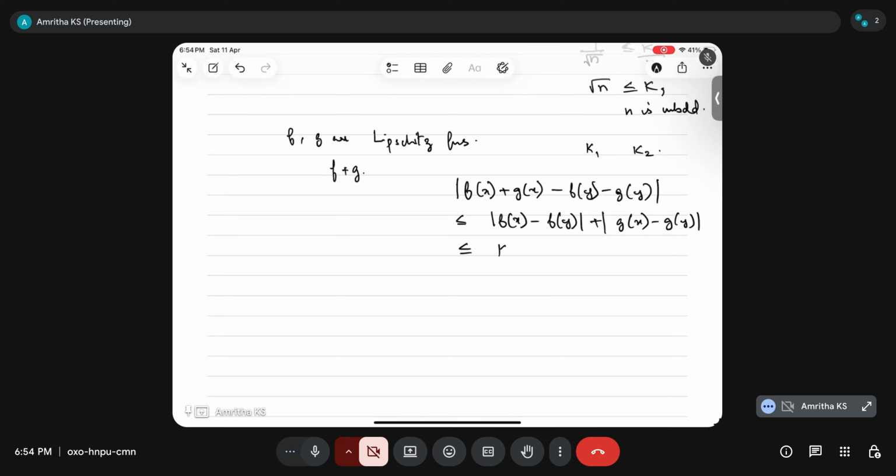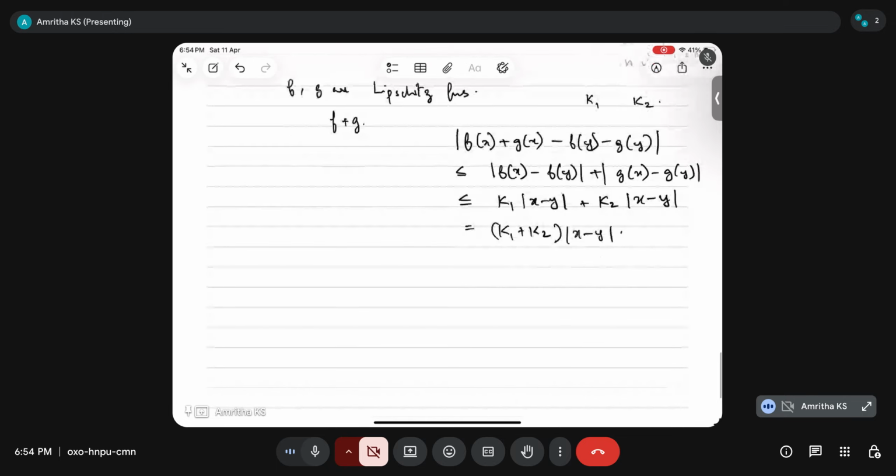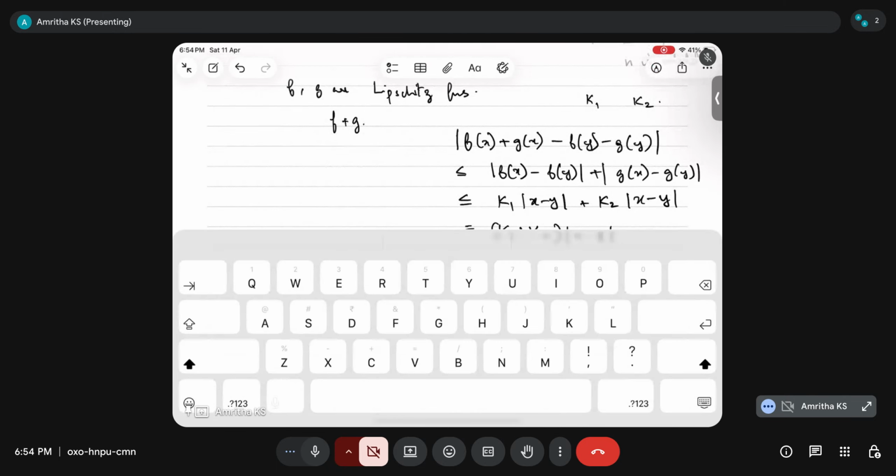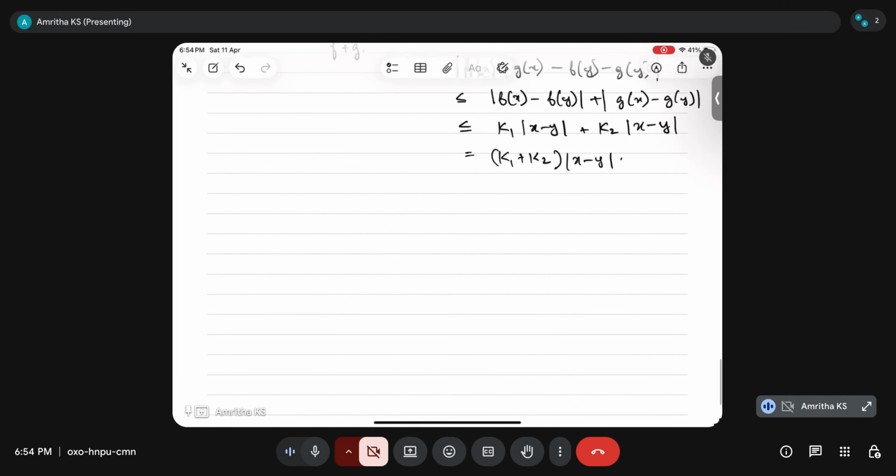Suppose we have k1 and here we have k2. This is equal to k1 plus k2 times mod x minus y. Right? This is easy. Now what about the product? Is the product Lipschitz?